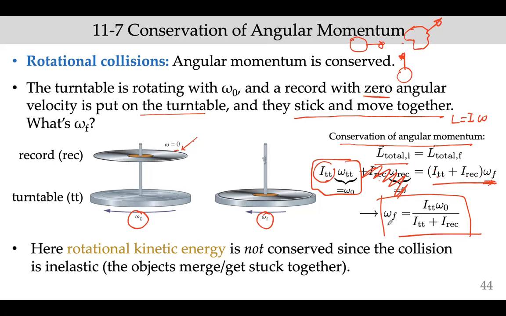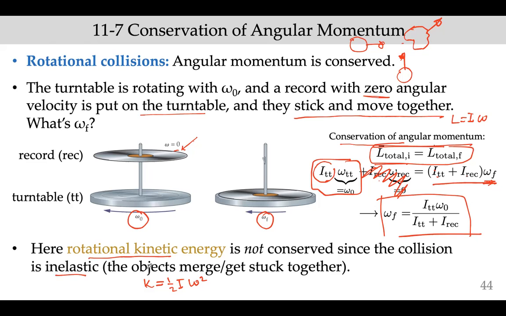As you can see, omega final depends on the moment of inertia of the turntable as well as the moment of inertia of the record and also the initial angular speed of the turntable. Now, angular momentum is conserved, but is the rotational kinetic energy, remember it was 1/2 I omega squared, conserved? Well, it's not conserved since the collision is inelastic.